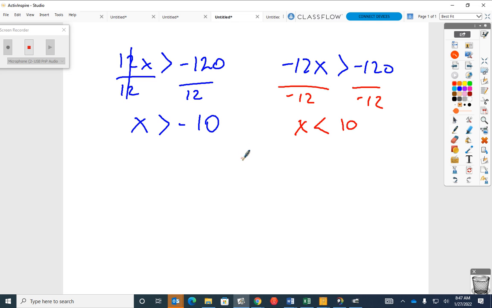And let's see if this is true. Chase, give me a number that's less than 10. 5. If I multiplied negative 12 times 5, what is negative 12 times 5? Negative 60. Is negative 60 greater than negative 120? Yes, it is. You understand why we have to flip it now? Would you rather owe me $60 or $120? That's negative 120, I owe you 120. So that does make sense.